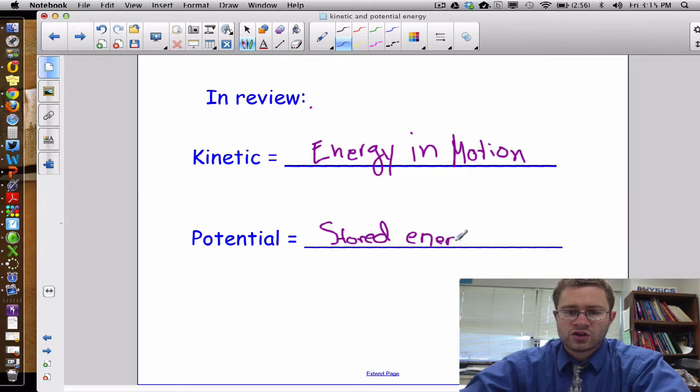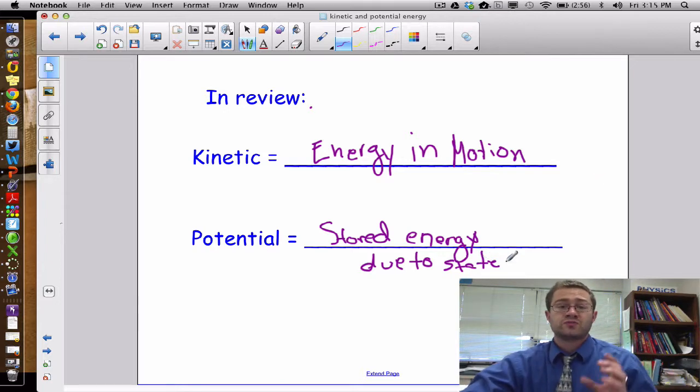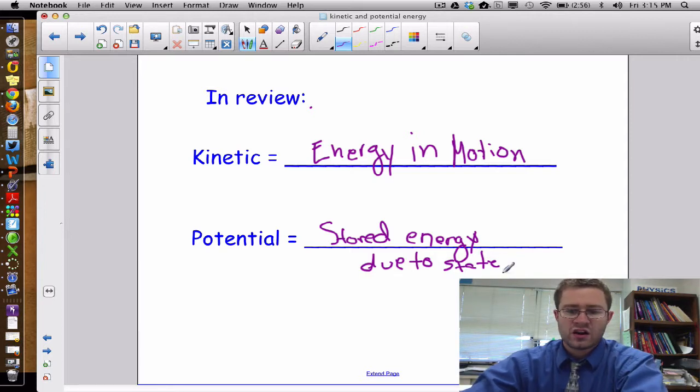I'm going to write here, due to state, which might often mean if it's in stress, like a rubber band being stretched, or a spring that's being crushed or pushed down with all that tension there, or position, meaning where it's at. And so that is Lesson 5, where we have kinetic versus potential.